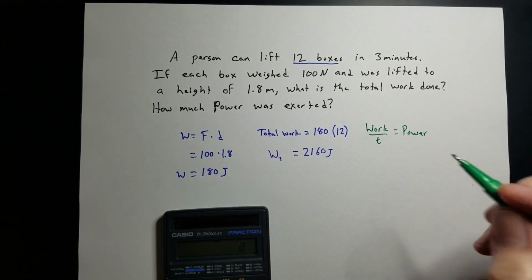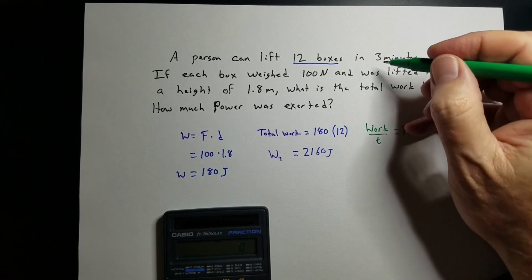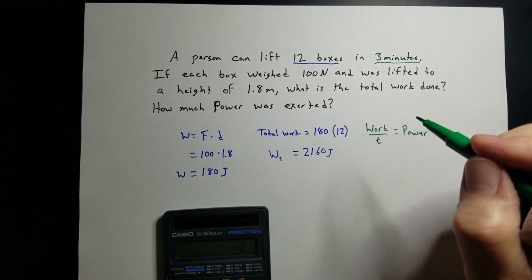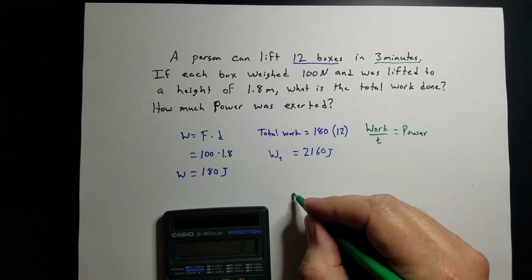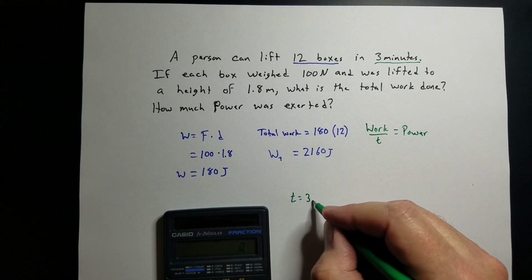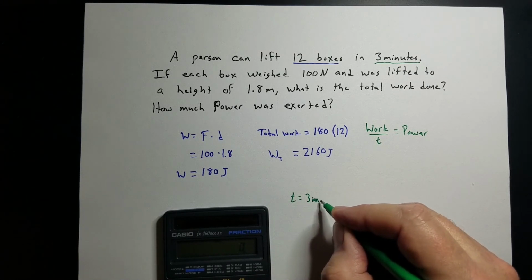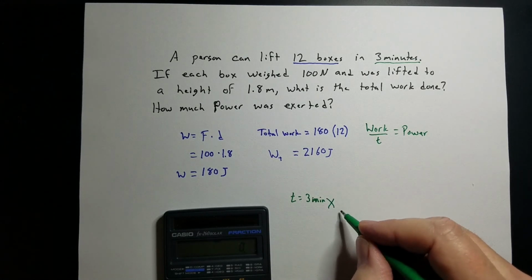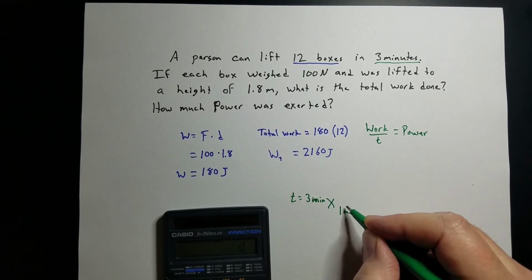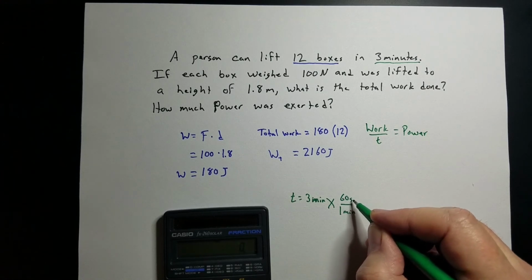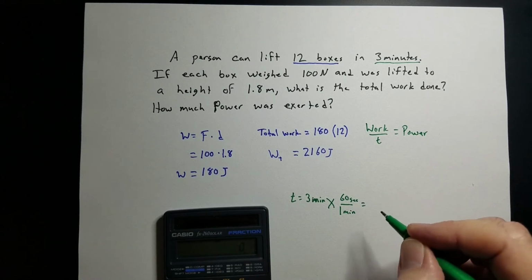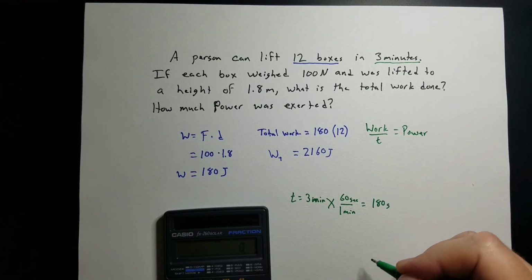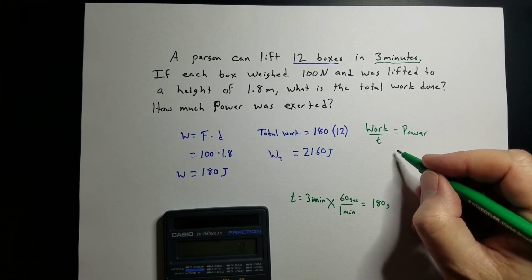Okay, but we have one little problem here. Time is given in minutes. We have to make sure that that's in seconds. So we need to convert that 3 minutes over into seconds. Well, 1 minute is 60 seconds. And so we just have to multiply, so that's 180 seconds. Okay, so now we can put this in.